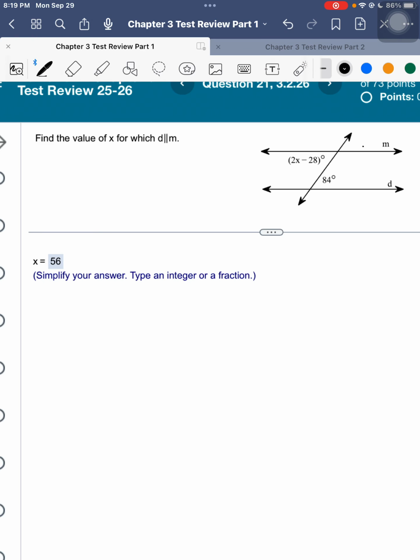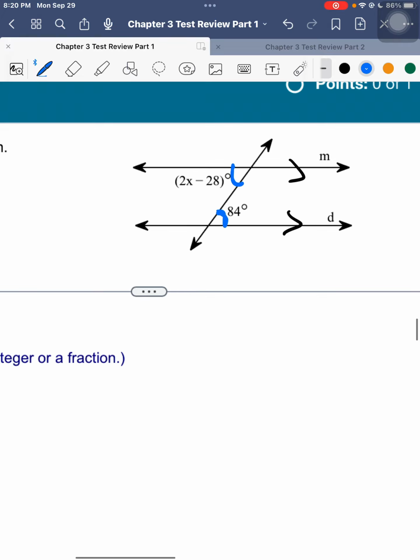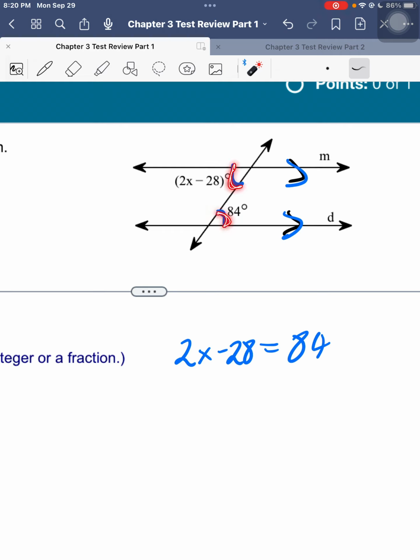Okay, find the value of x for which D and M are parallel. In order for D and M to be parallel, what do I know about these two angles given here? This angle right here and this angle right here in these positions are alternate interior angles. And what do alternate interior angles need to be to prove lines are parallel? They need to be congruent. So I'm going to do 2x minus 28 equals 84, because if the angles are congruent, then the measures of these angles are equal.